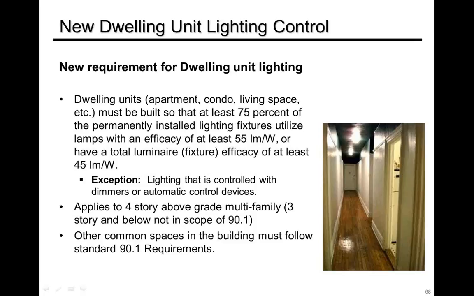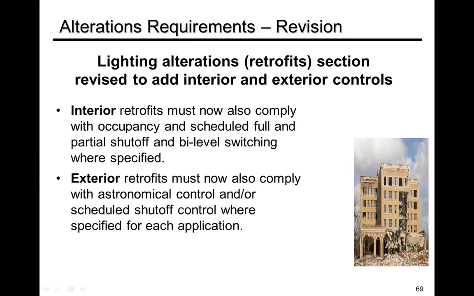Now, what that effectively means is that older incandescents won't comply with that, and even some lower efficacy CFLs won't comply with that. And to be clear, even some low efficacy LEDs won't comply with that, because there are some low efficacy LEDs out there. So it'll basically force you to put in 75% of them to be good efficacy CFL or LEDs. And this applies, of course, to only 90.1, which is 4 stories and above grade. It's only the dwelling units, so all the other common spaces, hallways, lobby, etc., must comply with the requirements that we were just talking about, the rest of the spaces.